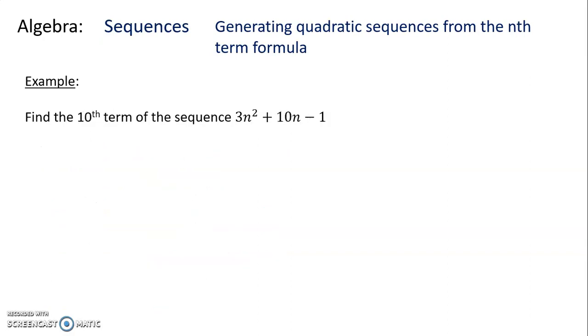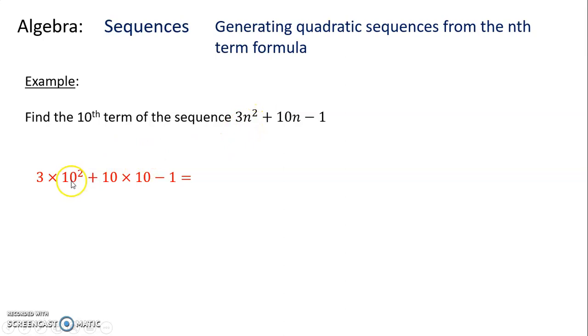Here's a final super tricky one. So pause the video and see if you can work this one out. You're only being asked to find the 10th term. Okay, this is trickier again because we've got 3n squared, and BIDMAS tells us we've got to work out the indices first before we multiply.